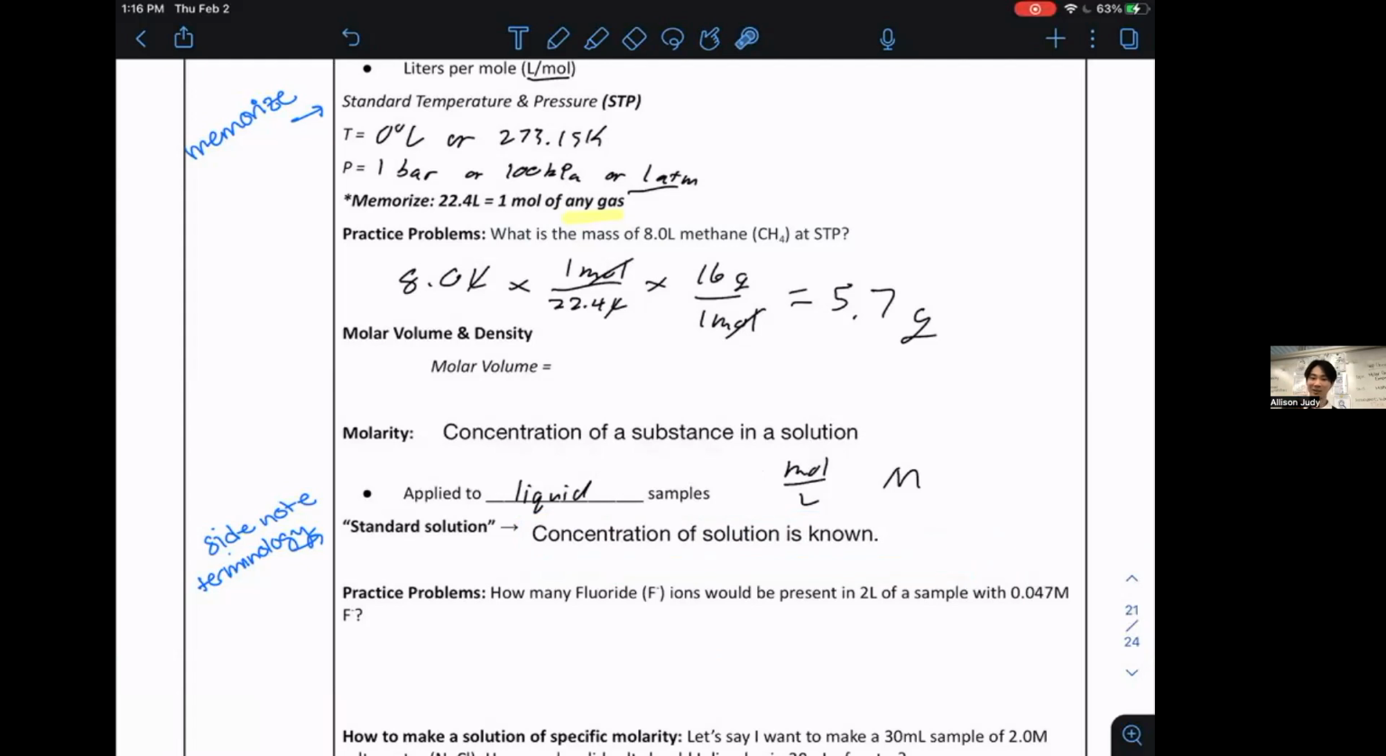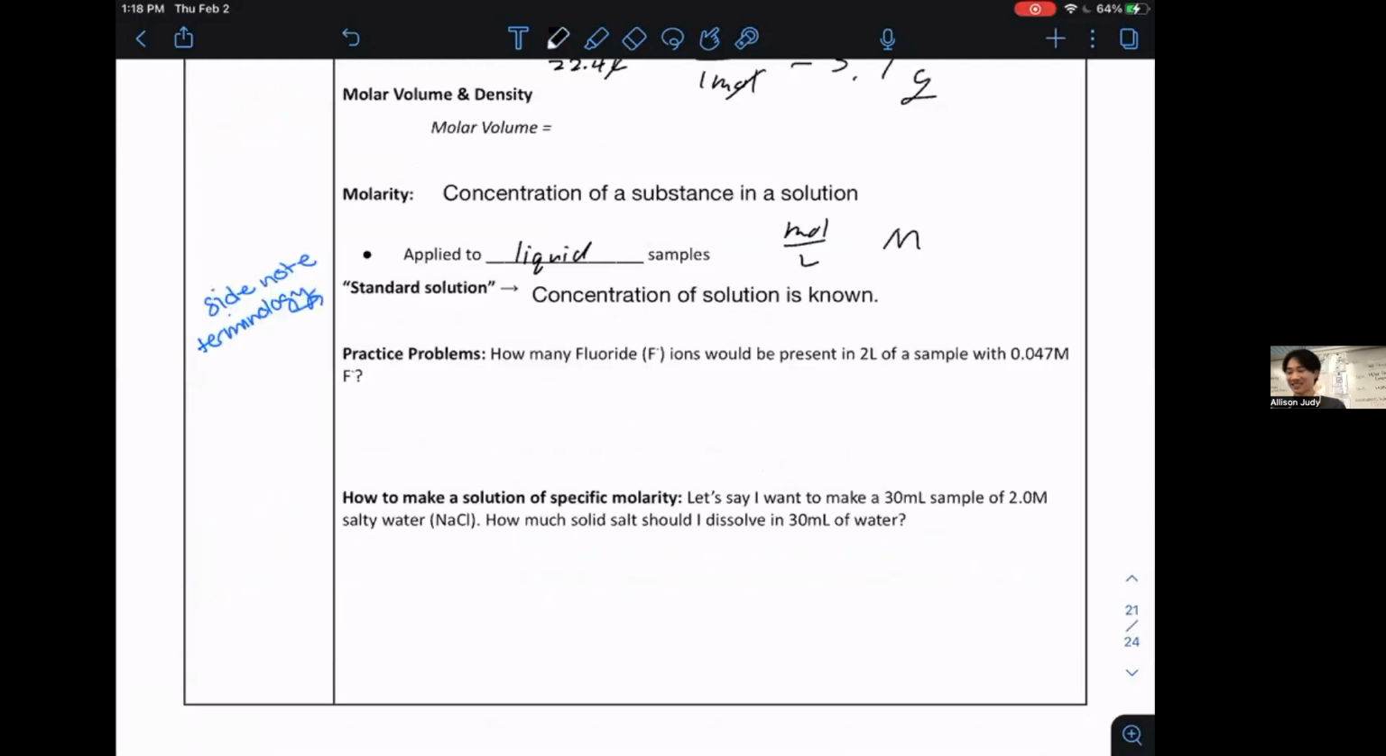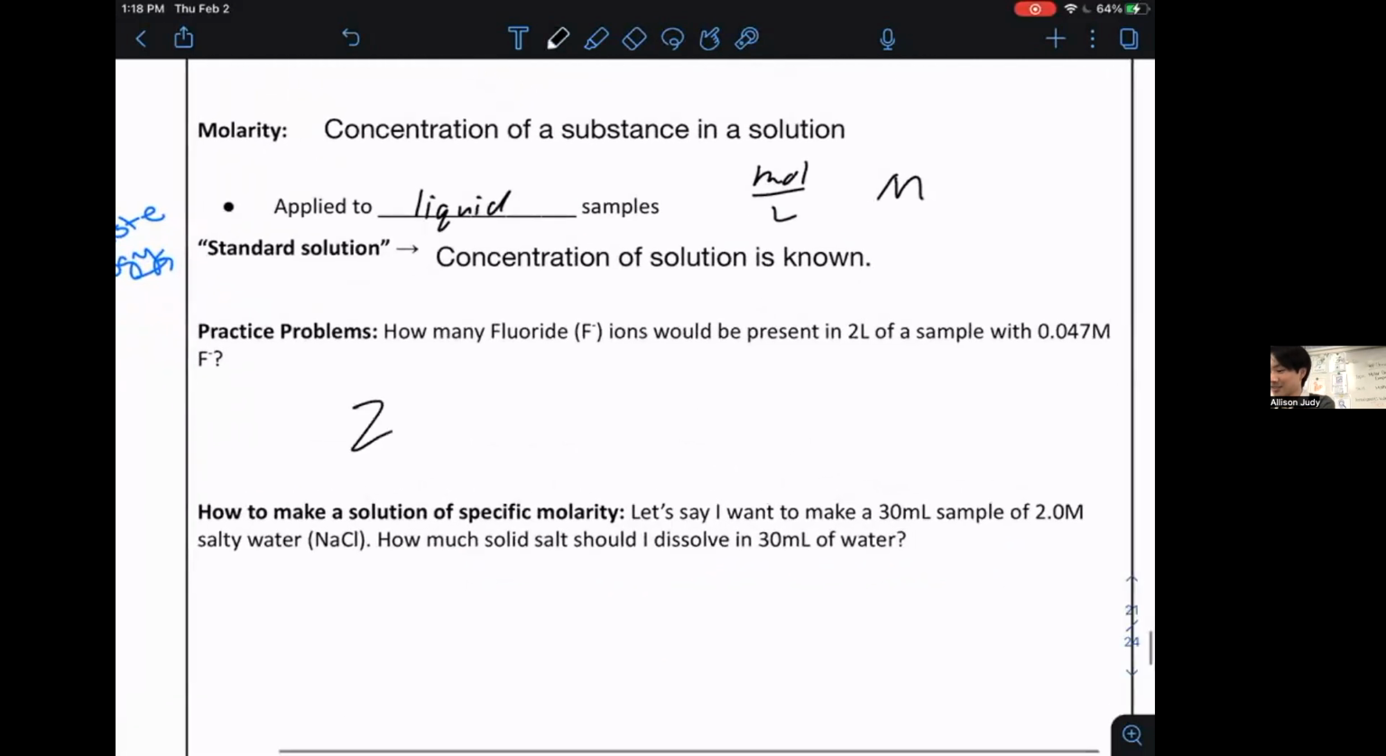Practice problem. The 6.022, and you cancel out the moles. So we're saying we start with 0.047 molarity.